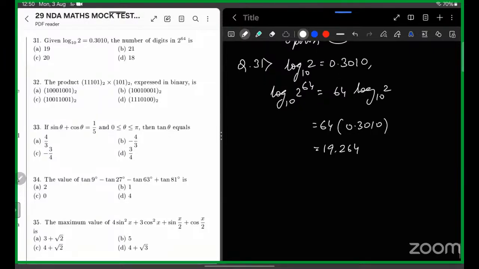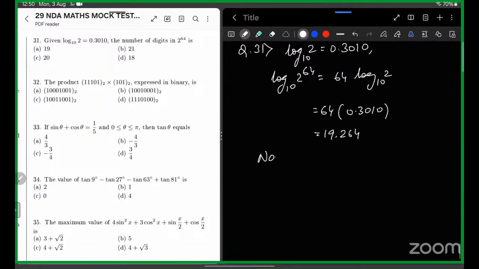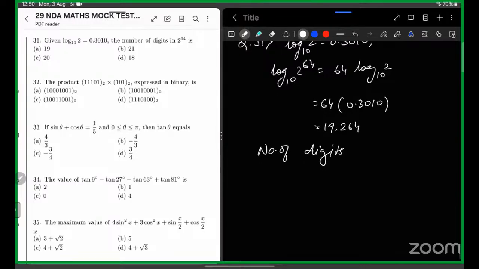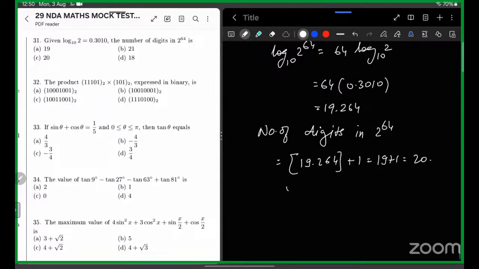19.264. So the number of digits in 2 raised to power 64 is equal to greatest integer of 19.264 plus 1. That is 19 plus 1, and that is equal to 20. So the option C is your correct answer.